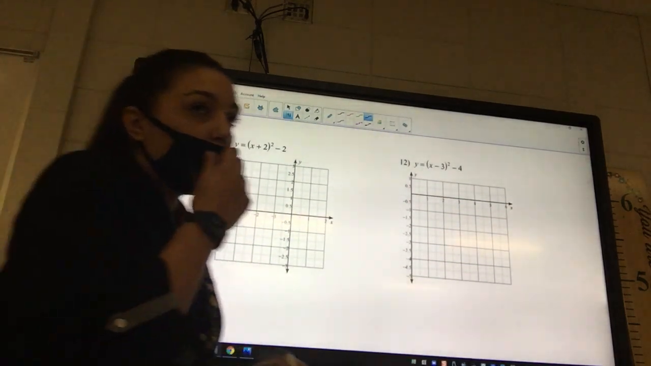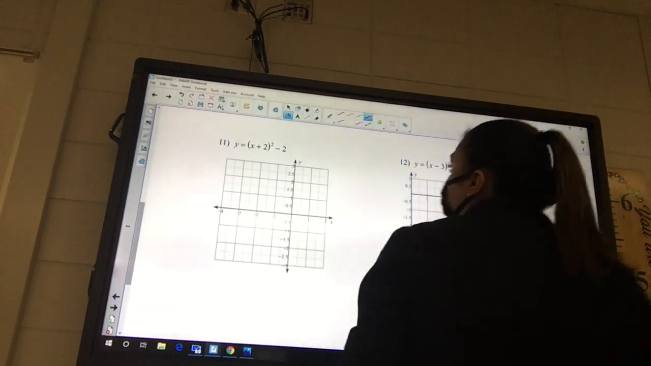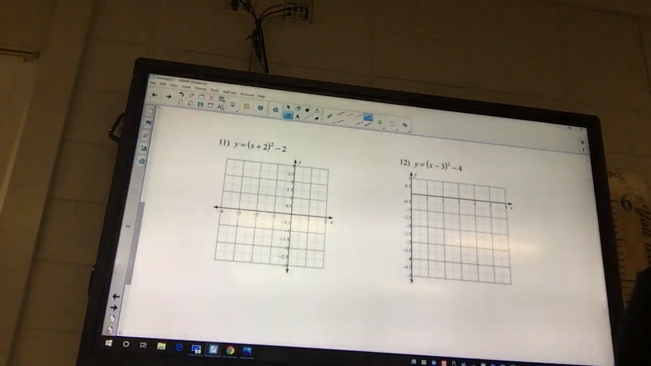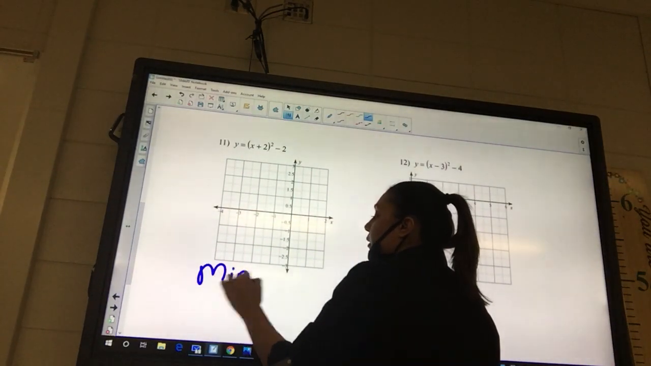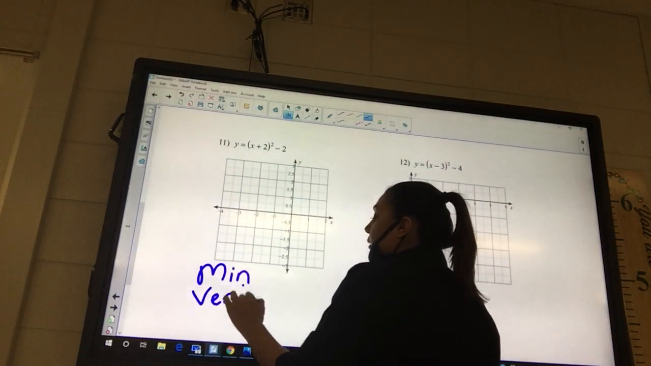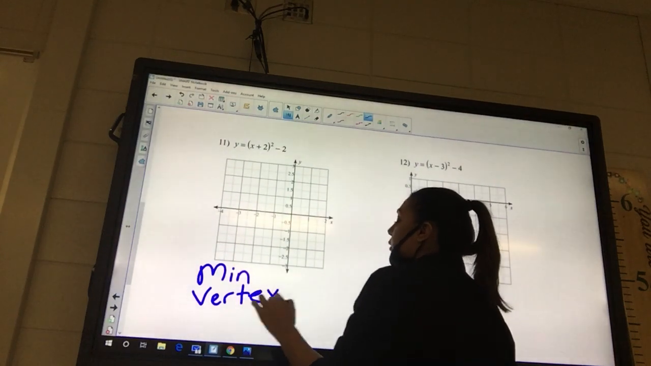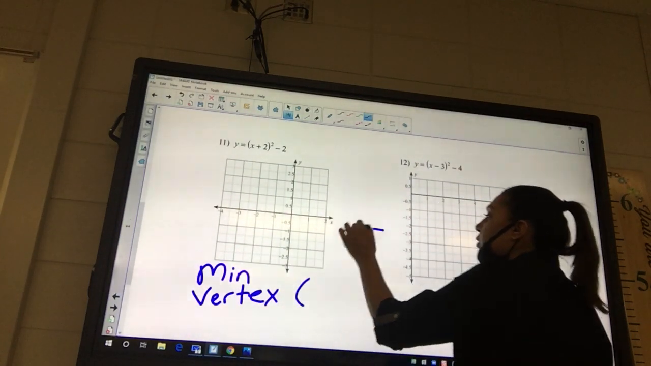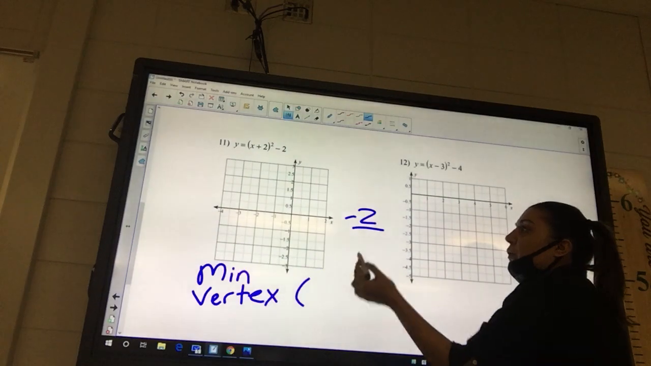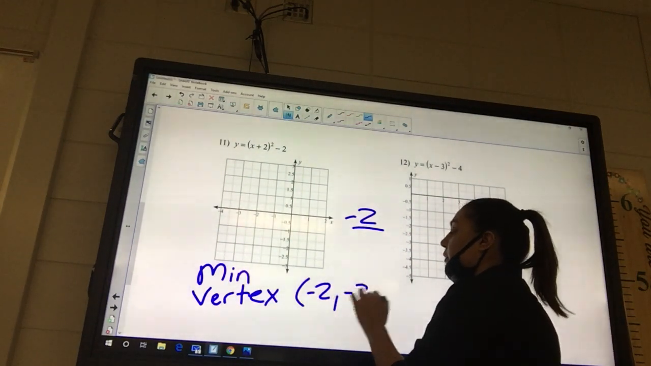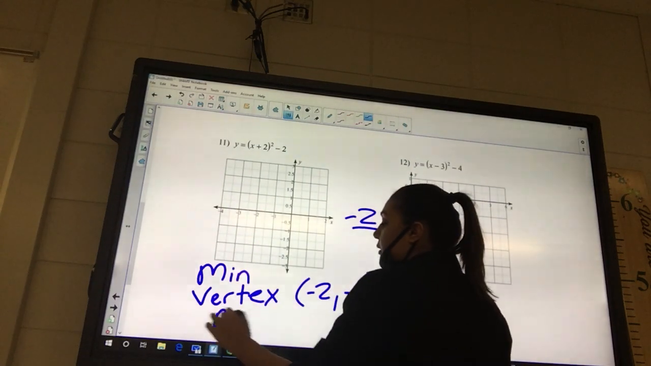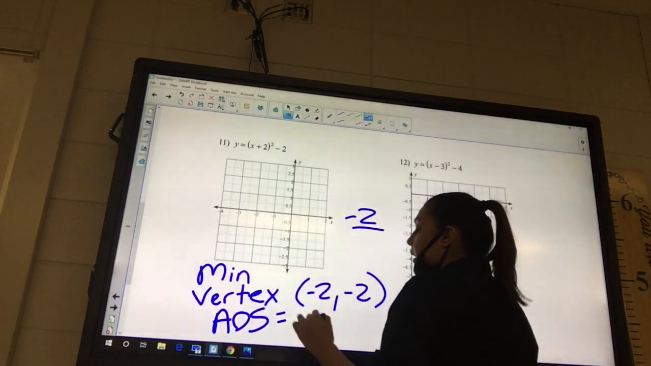Let's look at 11. Does it have a min or a max? Min. What about the vertex? Quit saying over. You know what over means? Over means fraction. So negative 2, comma, negative 2. What about your axis of symmetry? Negative 2.